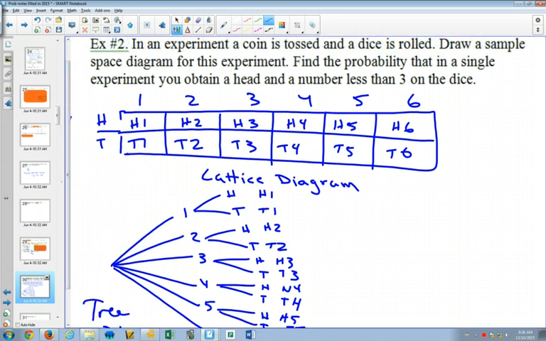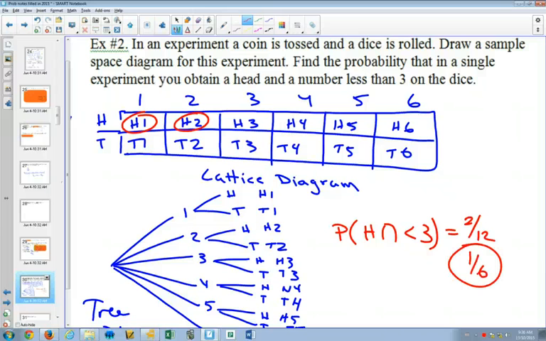Either way, you get 12 total. Now we want to find the probability that in a single experiment you obtain a head and a number less than 3 on the dice. So now when we go to this, how many have heads and a number less than 3? There's only those 2. So we're going to get a probability for heads and less than 3, 2 out of 12, or 1 out of 6.